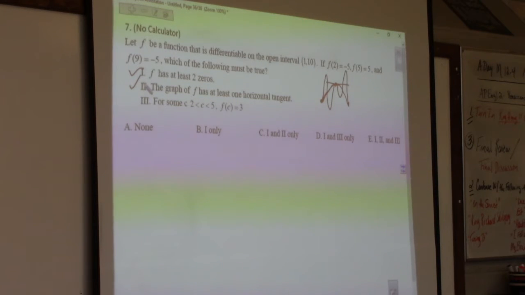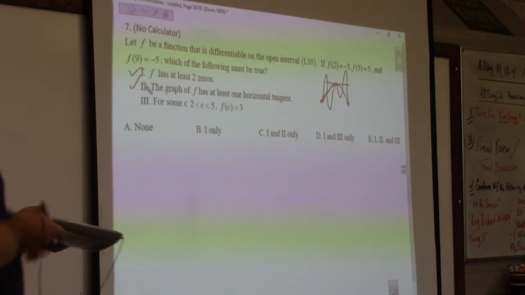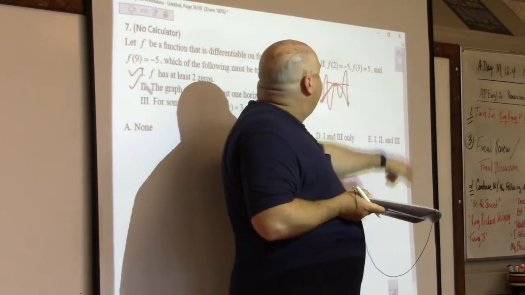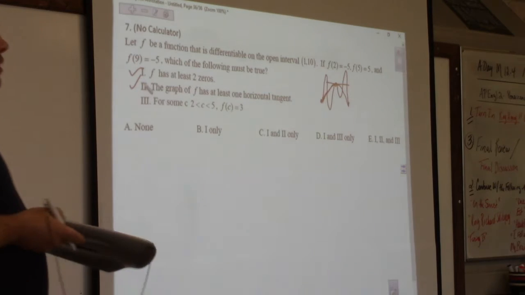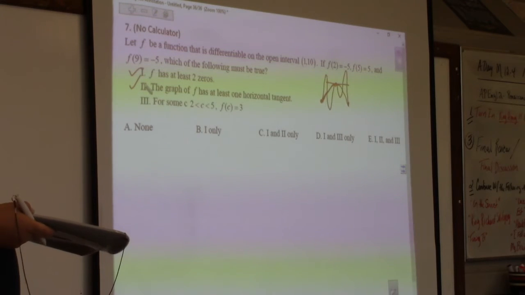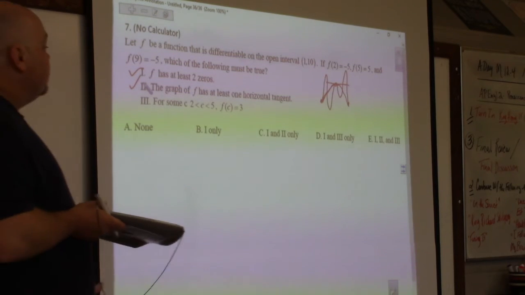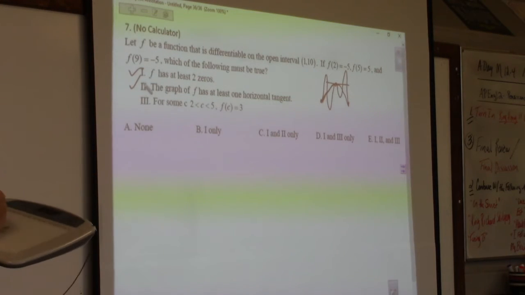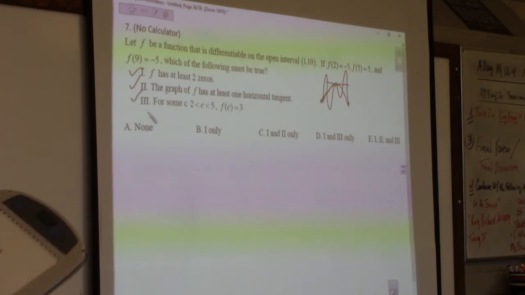Must it be true? Okay, if we're going from 2 to 5, x values, we're going from what? -5 to 5, y values. And what do we know? It's continuous. Intermediate value theorem says it has to take on every value between -5 and 5. In case you didn't know that, 3 is in between -5 and +5. So that one works too. So all 3 of these are true. Must be true. Any questions on this?